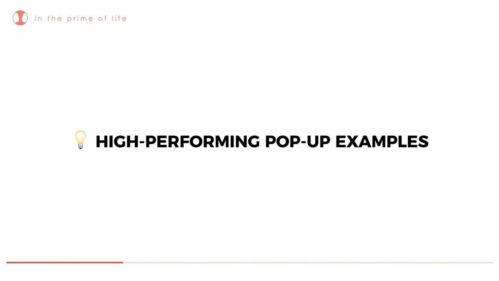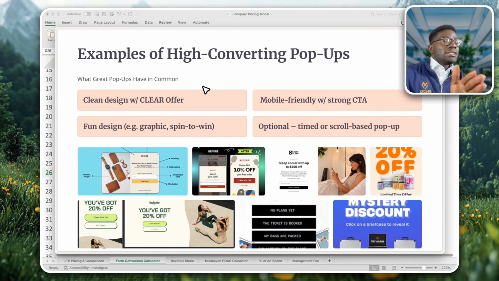So let's now go through a couple examples on what are the elements of a high converting pop-up. What exactly makes a pop-up itself stand out? Well, across all the ones that are notable, they have a clean design with a clear offer, meaning you see this pop-up and you understand exactly what is being given to you as the consumer, and it's also pleasing to look at. Number two, most people are consuming content on their phone.